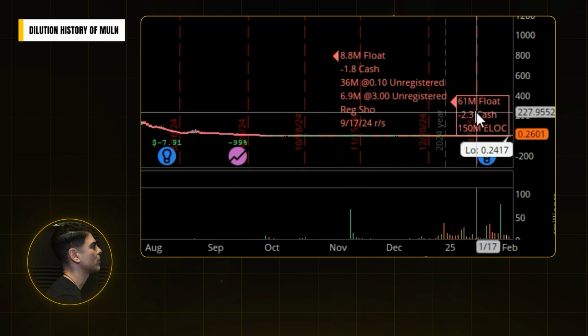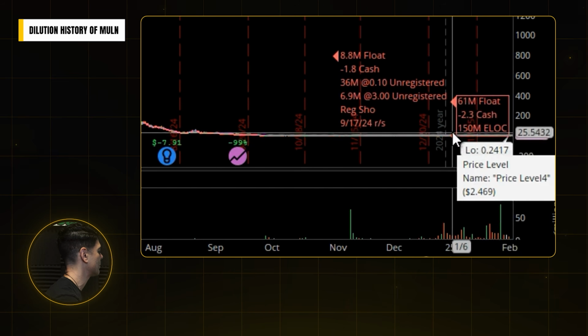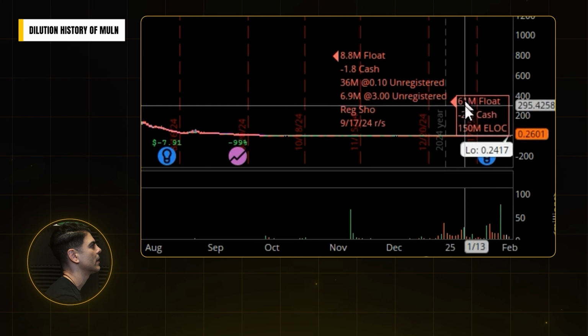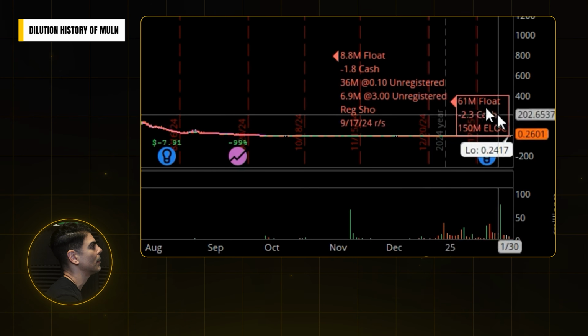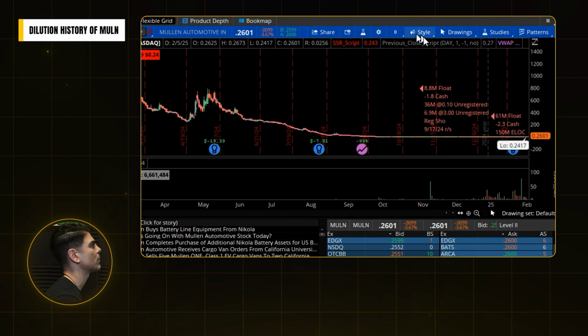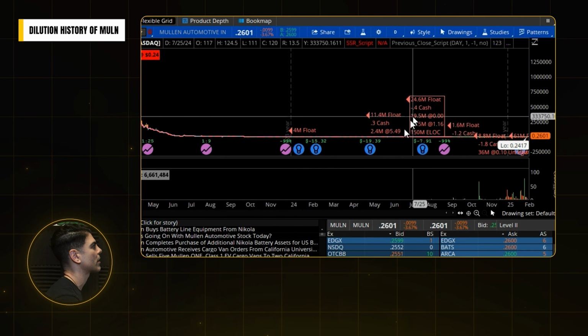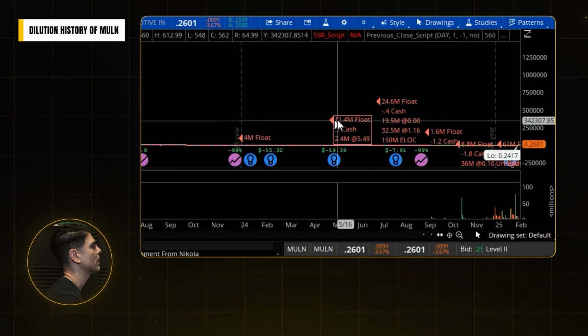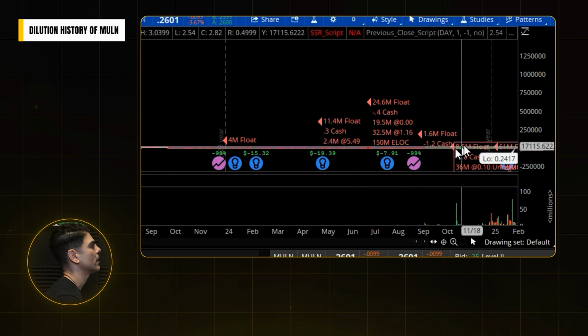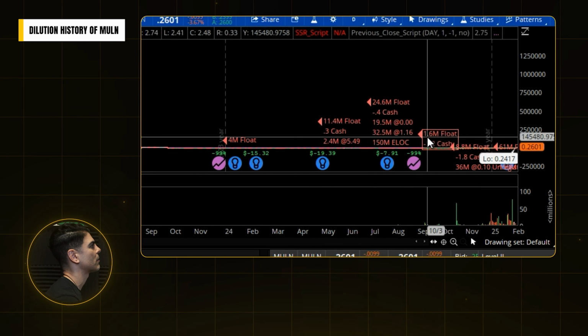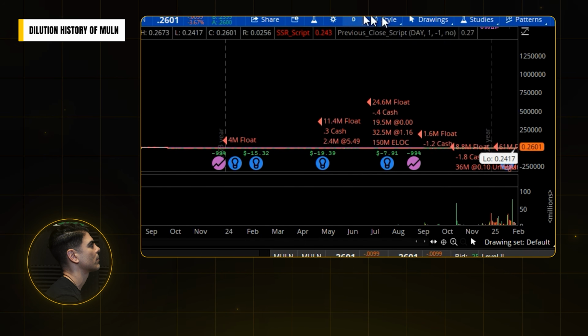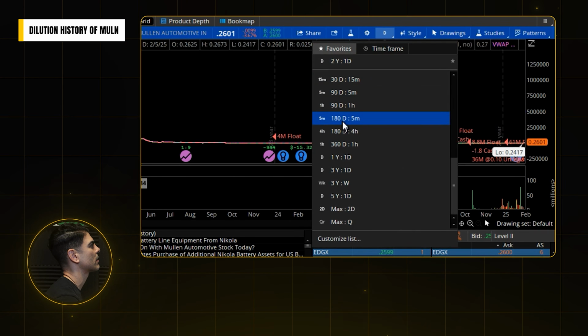And now, to this date, February 5th, 2025, it is now 61 million. And pretty soon they'll do another reverse split. They'll do the whole thing all over again. So check it out: small float, dilute, and then reverse split, small float, dilute, and then rinse, repeat. That's what this stock does.